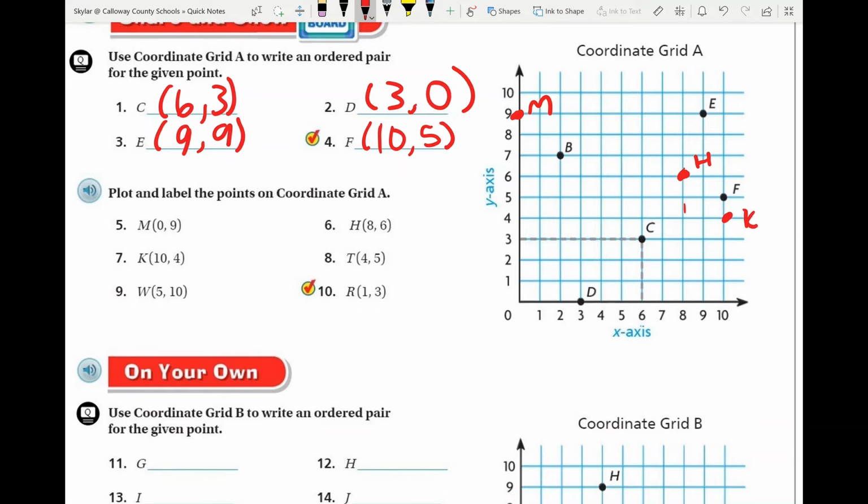8 was 4, 5, so we go over 4 and up 5. P. Number 9, we have 5, 10, so 5 up 10. Get that dub, yes sir. Number 10, we have R at 1, so go over 1 and up 3. R marks the spot.